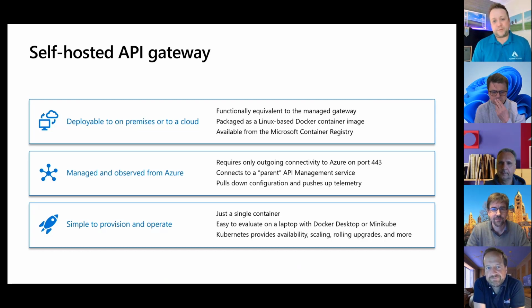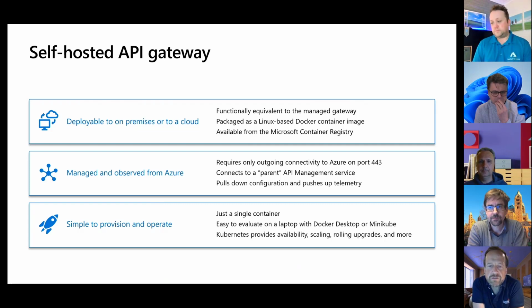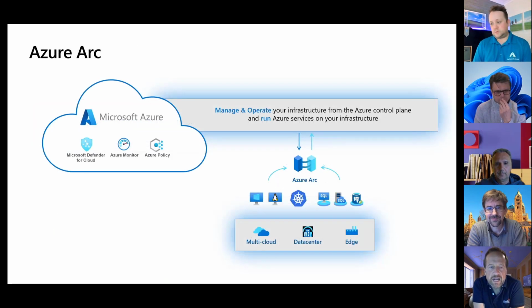Okay, so I think this just summarizes what we already mentioned a few times. Only outgoing connectivity is required on port 443, so TLS. It can be deployed as a single Docker container, but also on a Kubernetes cluster. And that's also what we are going to use in the upcoming demo, to deploy it on a Kubernetes cluster.